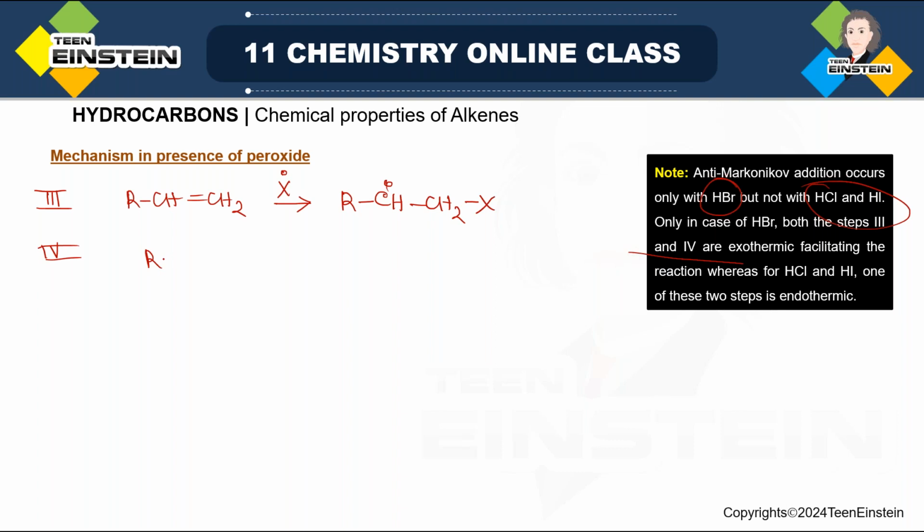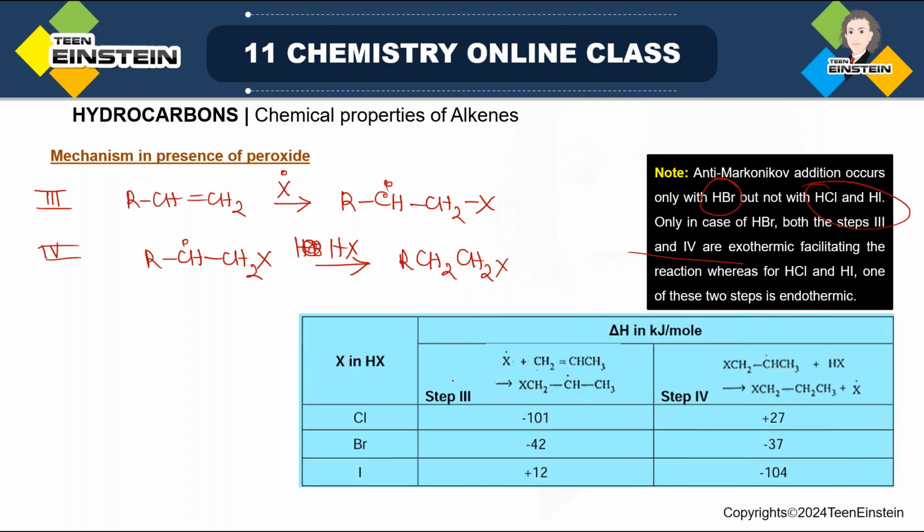And the second step, what will happen? This RCH dot CH2X will take H from another HX molecule. HX means it may be HBr or HI, anything. So this is the third step and this is the fourth step. So for this third step and fourth step, it is observed that only when you have taken HBr, both the steps are exothermic in nature and it will be facilitated. But when it is HCl or HI, one of these two steps is endothermic.